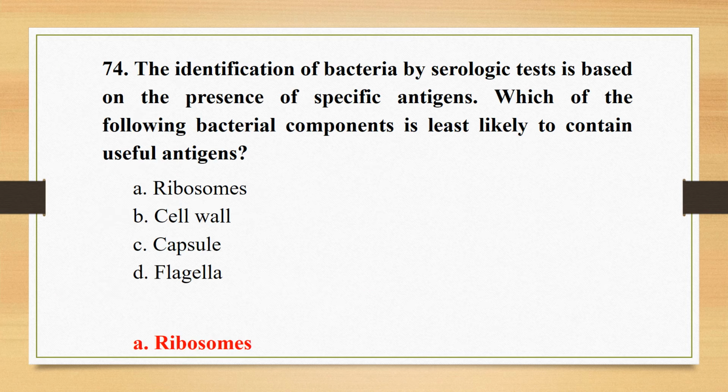The identification of bacteria by serological tests is based on the presence of specific antigens. Which of the following bacterial components is least likely to contain useful antigens? Amongst these, ribosome is least likely to contain useful antigens. All the others have antigens. Cell wall has antigen. Capsule also acts as antigen. Flagella also act as antigen, but ribosome is the least likely to be used as an antigen.